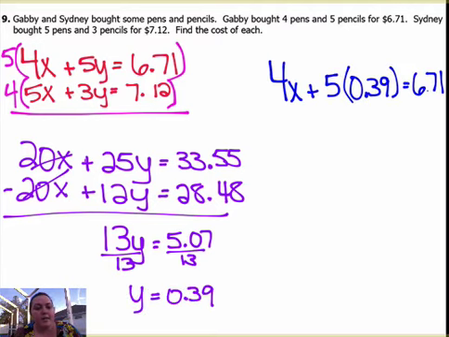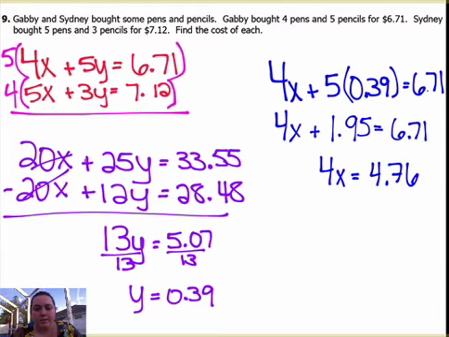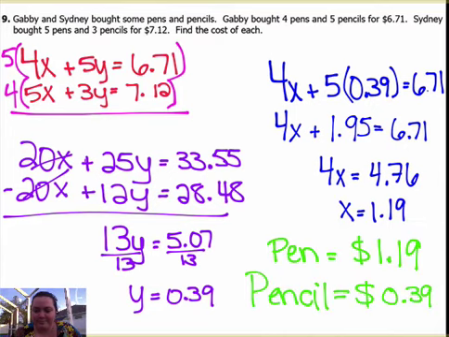Now I can plug that into the original equation for Y. I get 4X plus $1.95 equals $6.71. Subtract $1.95 on both sides. I get 4X equals $4.76. When I divide by 4, I get X equals $1.19. So pens are $1.19 and pencils are 39 cents.